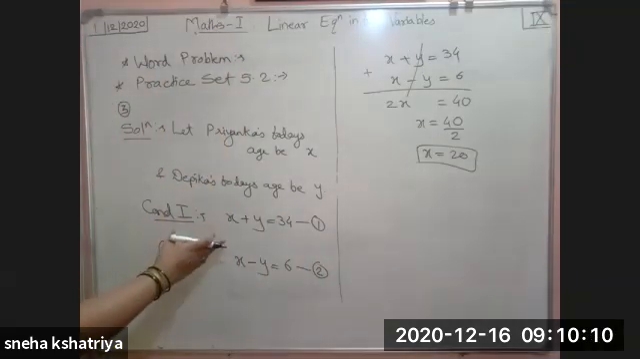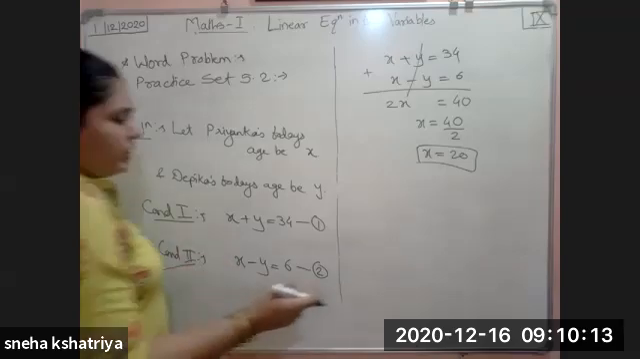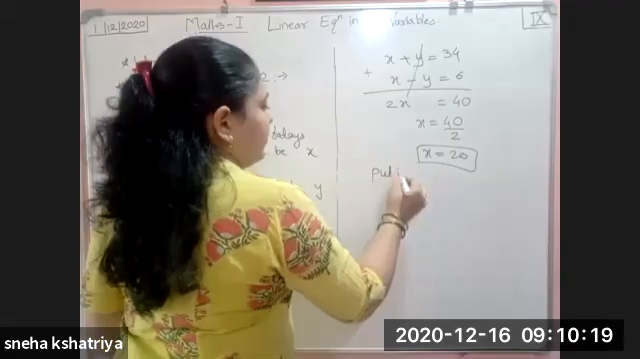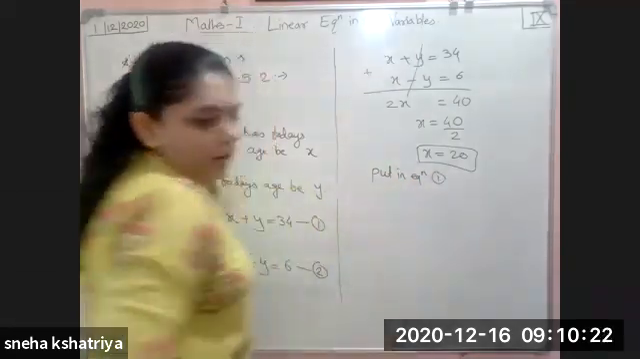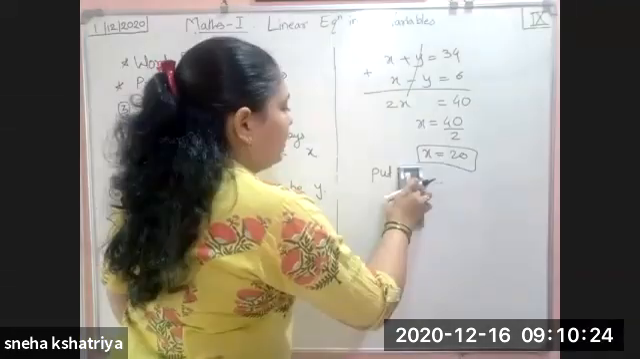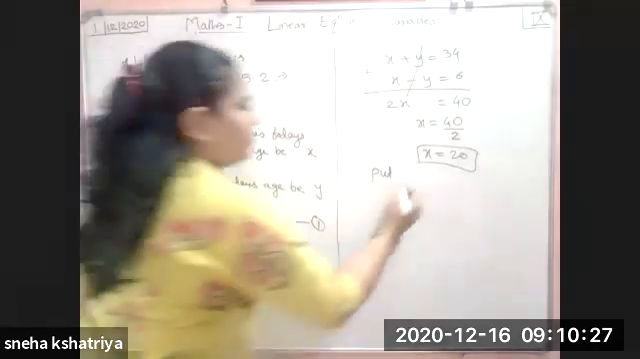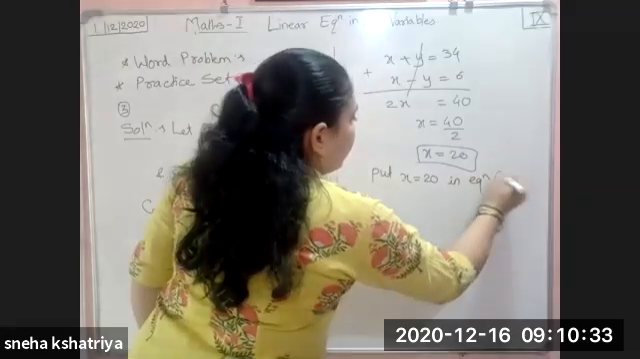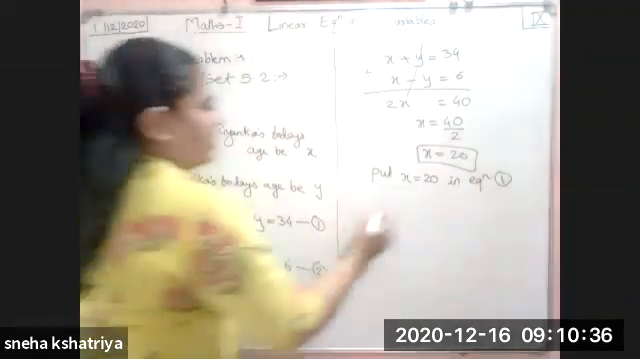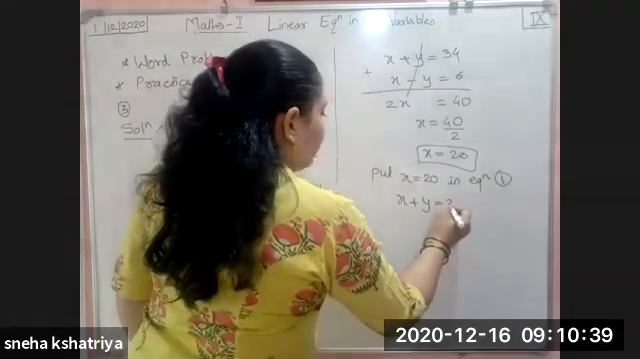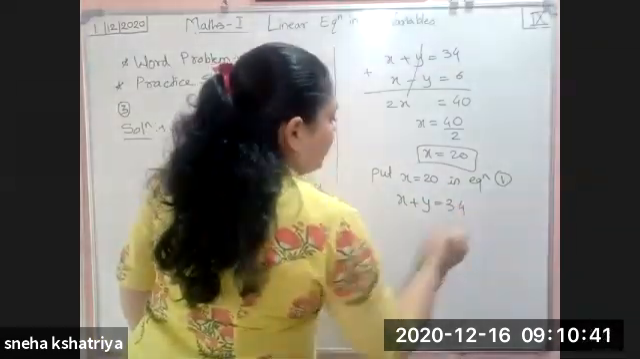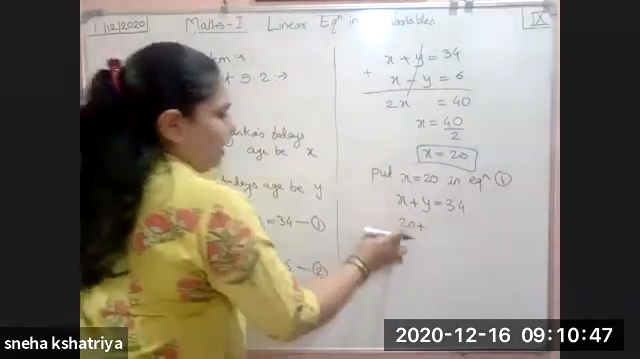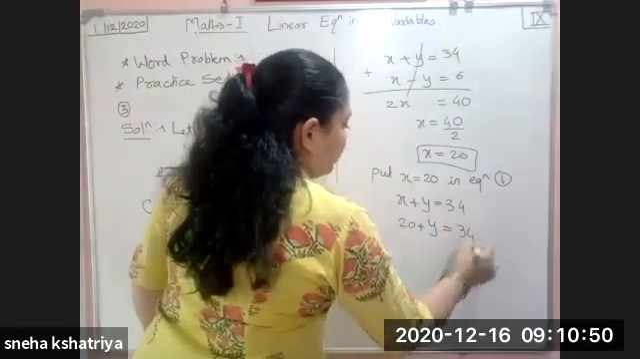Put in any one equation, either put in 1 or put in 2. Whichever is convenient for you, there you can put. We will put in equation 1. Put x is equal to 20 in equation 1. What is equation 1? See here. X plus y is equal to how much? 34. Okay. So x is 20. Value of x plus y is equal to 34.